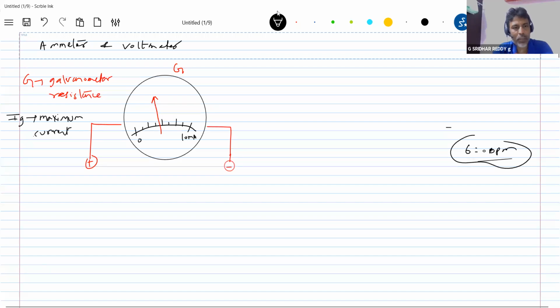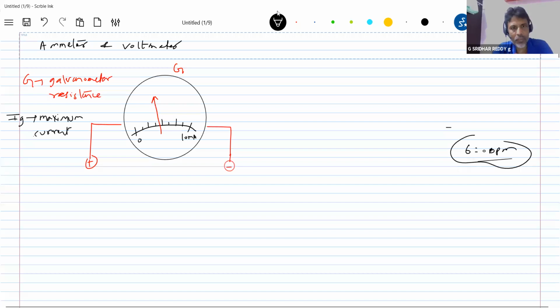Maximum galvanometer current, or maximum current, we'll call this one. If you send 10 milliampere, the pointer will be at 10 milliampere. If you send 5 milliampere, the pointer will be at 5 milliampere. If you send 1 milliampere, 1 milliampere. If you send 20 milliampere, the pointer cannot go beyond. It will be there at 10 milliampere, and it may get damaged. Any current you send more than that IG, the galvanometer will get damaged.